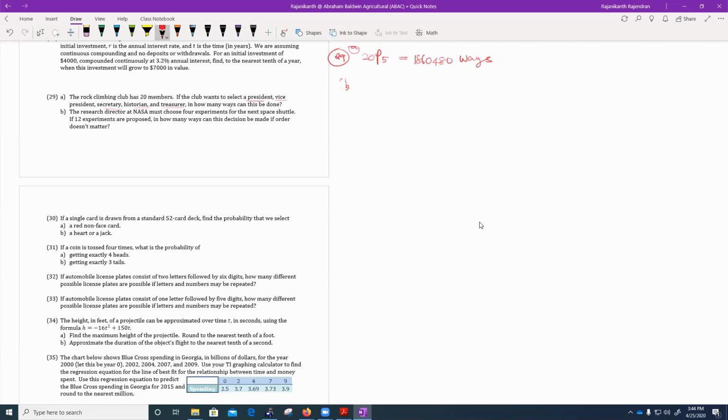Part B. The research director at NASA must choose 4 experiments for the next space shuttle. If 12 experiments are proposed, in how many ways can this be done? Now they don't talk about arranging something. Simply they choose 4 from 12. Therefore, this is a combination, which is 12 choose 4. So this should be 495. Please check.